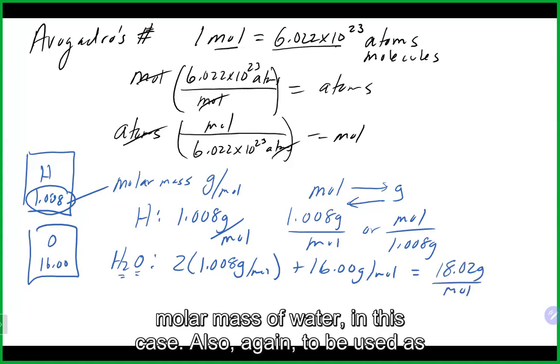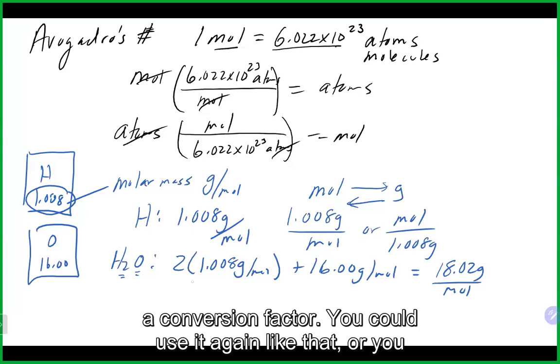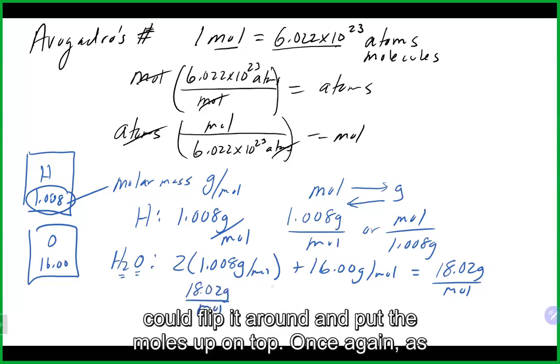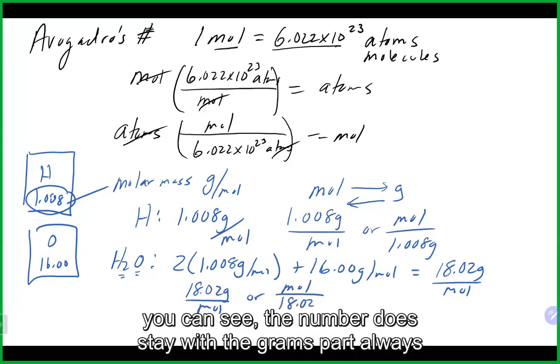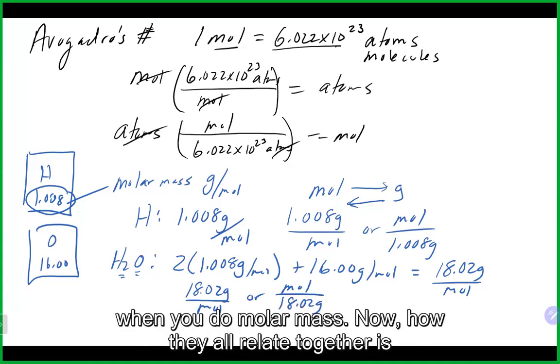This could also be used as a conversion factor. You could use it like that, or you could flip it around and put the moles up on top. Once again, as you can see, the number always stays with the grams part when you do molar mass.